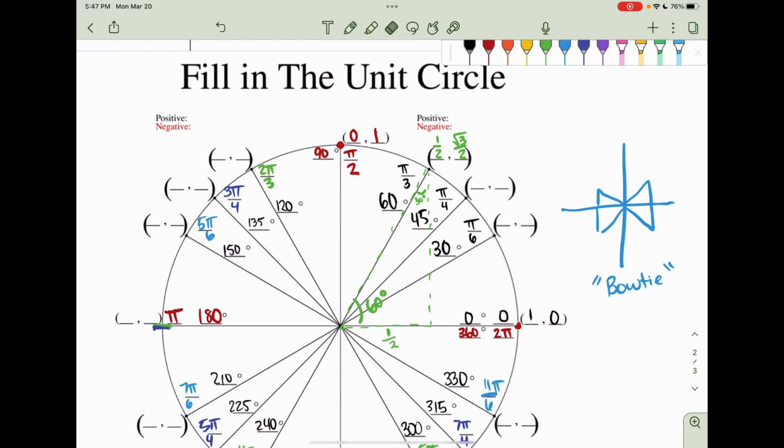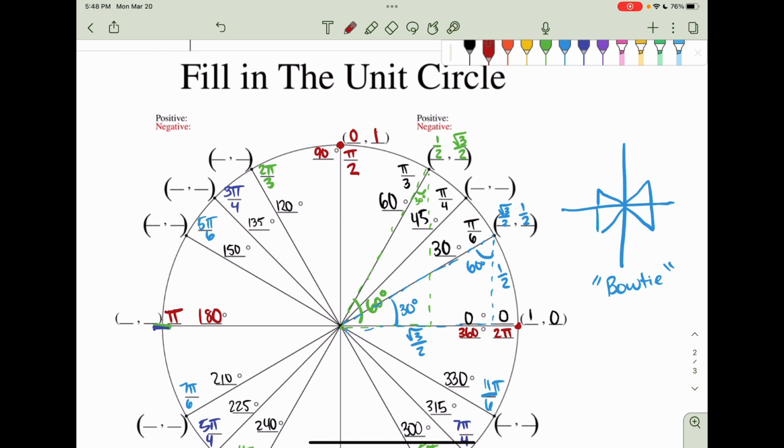Notice that the exact same triangle can be used for our pi over 6 situation. If I look at the triangle I create when I'm looking at my reference angle for pi over 6, the reference angle for pi over 6 happens to also be pi over 6, that's 30 degrees. This is also a 30, 60, 90, but this time the x value is the long leg, and the y value is the short leg. So root of 3 over 2 is the x value, and 1/2 is the y value. So pi over 3's and pi over 6's have exactly flipped magnitudes.